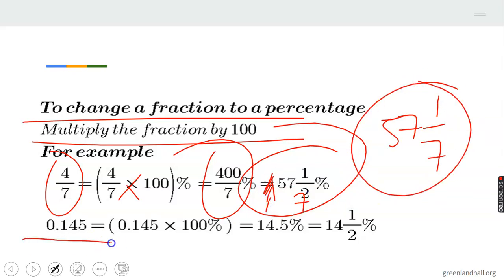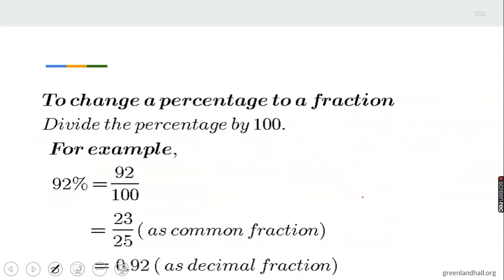How to convert 0.145 to percentage? You multiply by 100, you have 14.5%, which can be written as 14 whole number, 1 all over 2. Now, to change percentage to a fraction, you divide by 100.